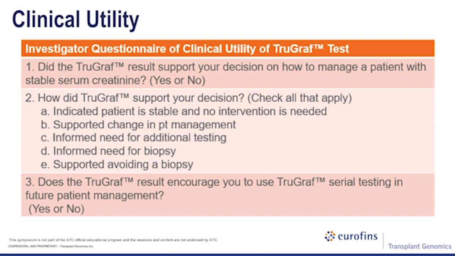And the answer to question 1 was 77% yes, and the TruGraf supported the decision on how investigators answered A and E, 71%, that indicated that the TruGraf result indicated the patient was stable and no intervention was needed, and supported avoiding a kidney biopsy. And the answer to question 3 is that over 3/4 said that they would be encouraged to use TruGraf in the future in a serial testing fashion.